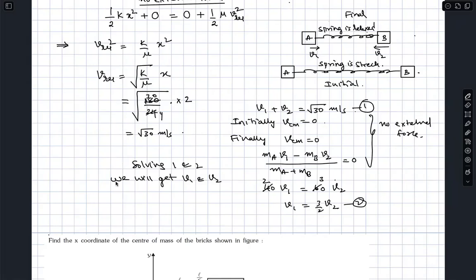Any doubts? Anika, any doubt? Varun, do you have any doubt? Boys, Tejaswini, any doubt?